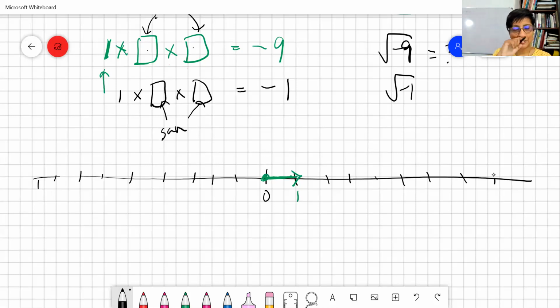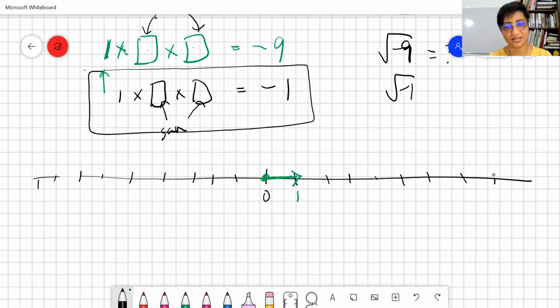Okay. Now, I want you to think of this one. Let's think of -1, not -9. We are trying to think what is the square root of -9. We are quite convinced that that number is not on this line, but let's try to think about where it could be. So when we want to think about the square root of -1, we have to think of a number such that 1 times that number times that same number should give us -1.